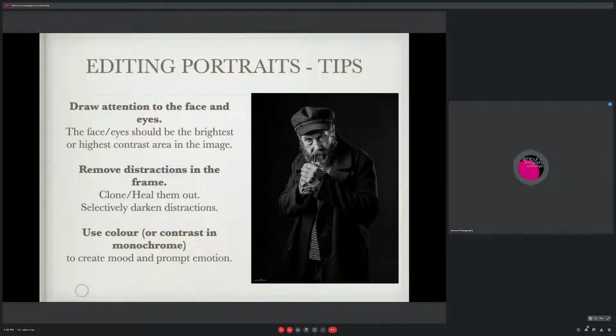You can clone and heal out distracting elements in the background. You can selectively darken areas of the frame because the eye doesn't naturally want to go to dark things. It wants to go to bright things. And then you can use color or lack of color to create mood and to prompt emotion. So here's a before and after shot.